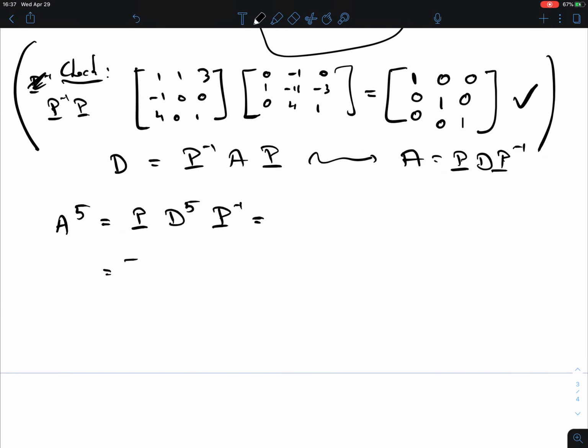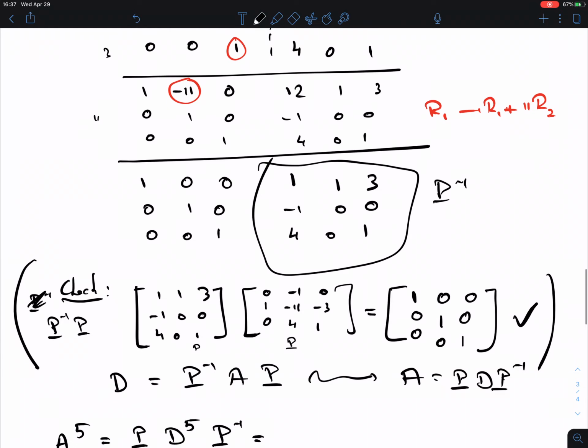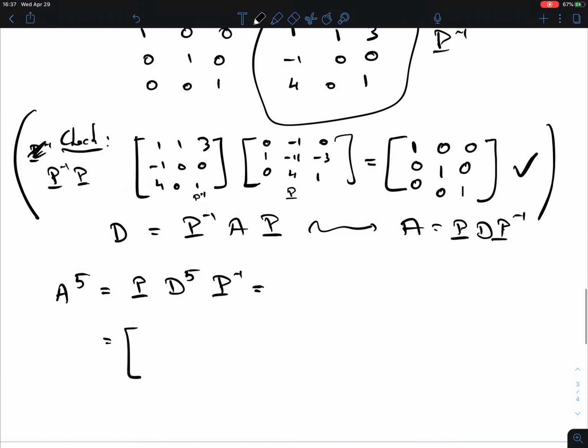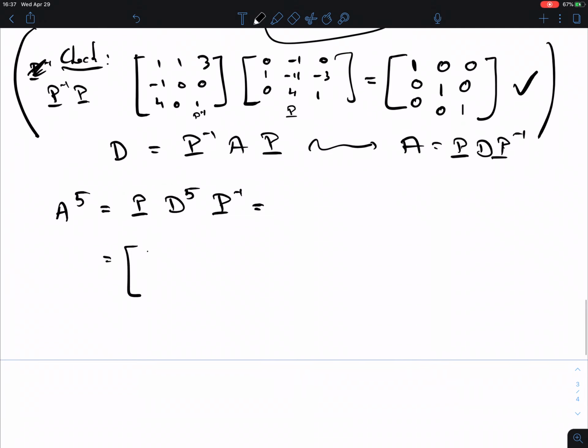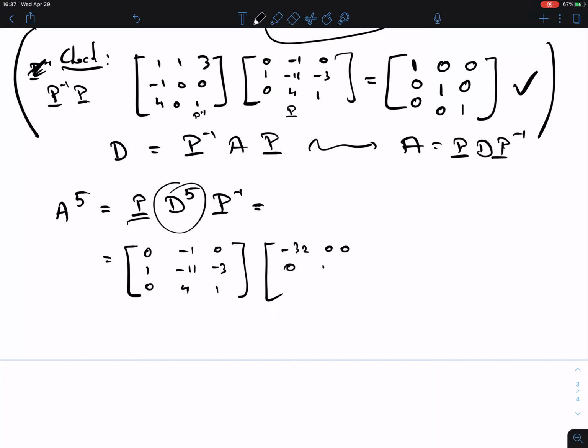Okay, so P, I'm copying P, this was P, and this plus P inverse. That's kind of why I wrote it also. So we have 0, 1, 0, minus 1, minus 11, 4, 0, negative 3, 1. That was P, right? This P has to come first, right? Then we have D to the 5th, which was negative 32, 0, 0, 0, 1, 0, 0, 0, 0, right?